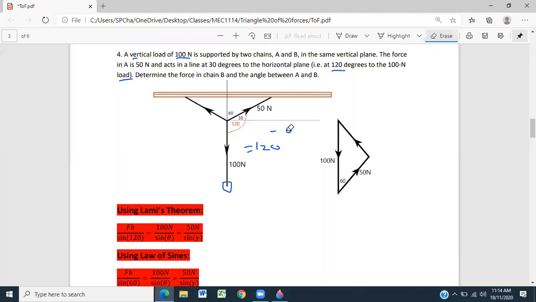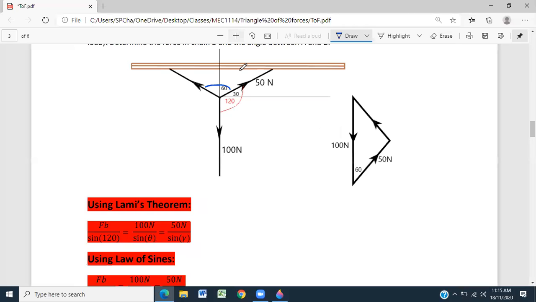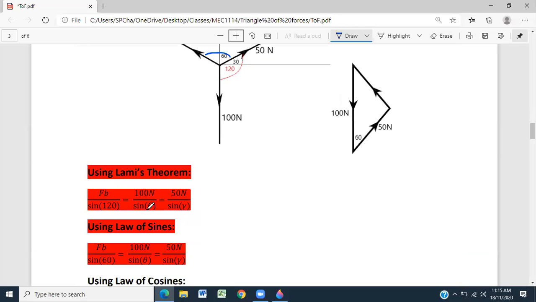So let's look at this diagram and see what we want to use. We know about the sine rule, we know about Lamy's theorem. Let's try solving. So 100 newtons and this angle here, we don't know. All we know is this, and we essentially create 180 and subtract 120 and we find this. But we don't know this full angle here, so we write it as theta, some unknown.